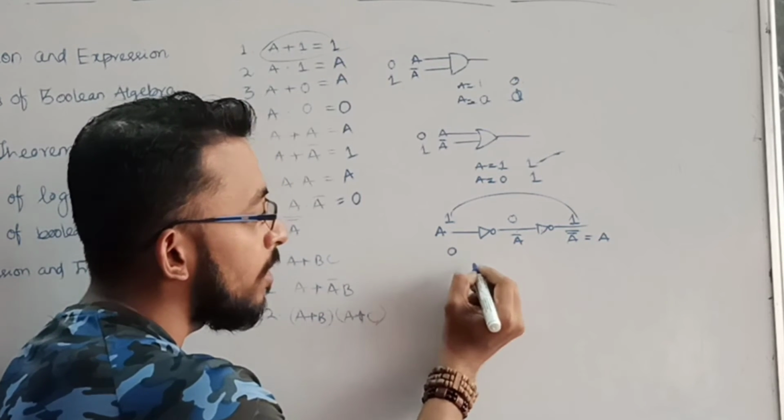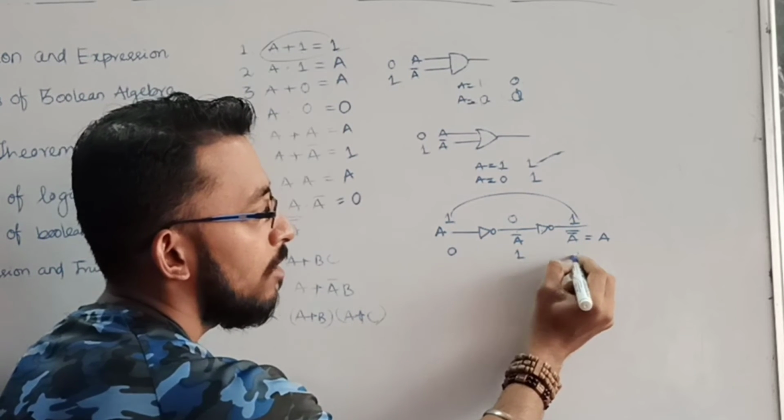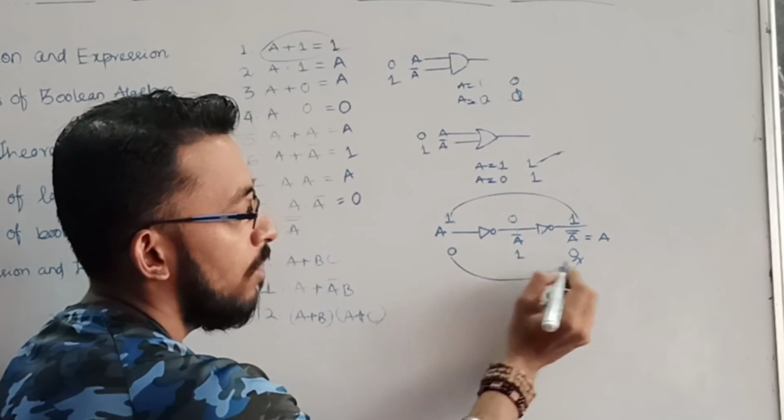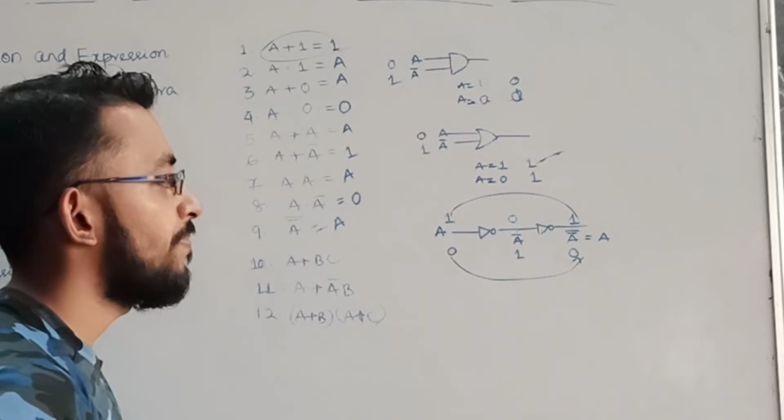If we apply 0 over here, what will be the output of this first NOT gate? 1. Again the second NOT gate, it will be 0. You see, whatever the input, A bar bar will be nothing but the same. So this is nothing but A.